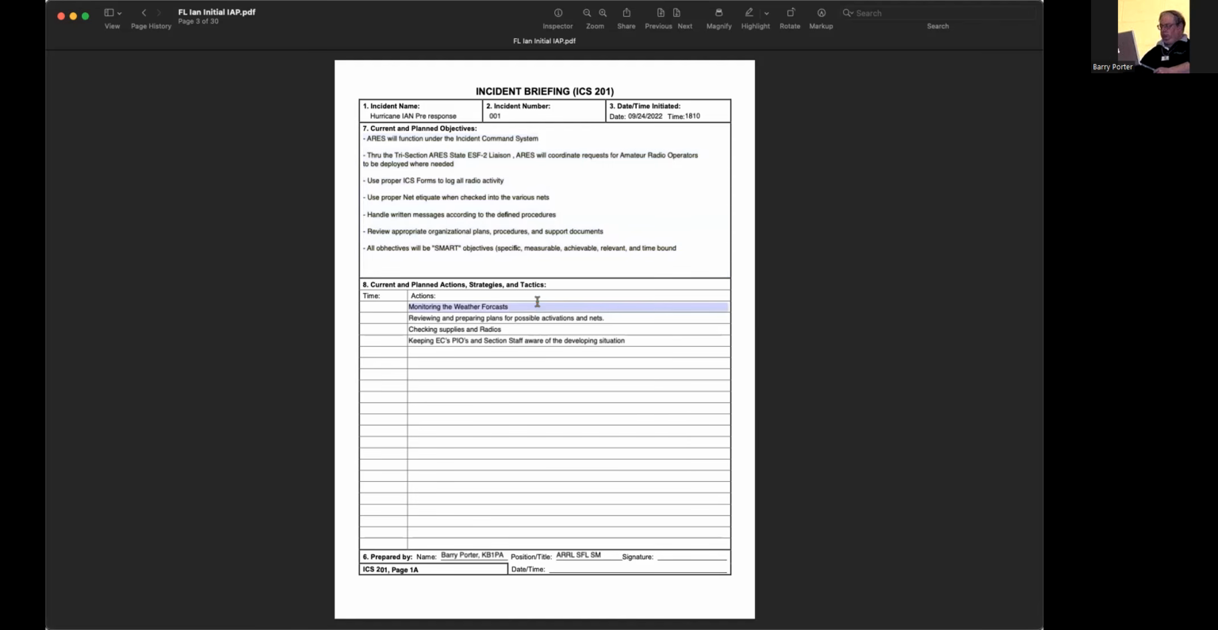And this was some of the actions that we had already done. We were monitoring the weather forecasts and reviewing for possible activation. All 3 sections went to level 1 activation 24 hours before it made landfall, so we were all staffed and ready. We were checking supplies and radios and keeping ECs, PIOs, and section staff all aware of developing situations so they would be able to respond accordingly.